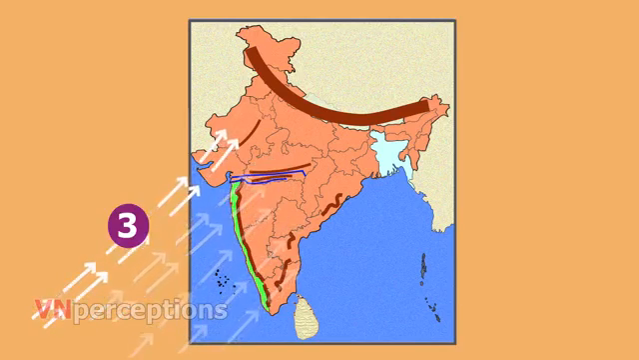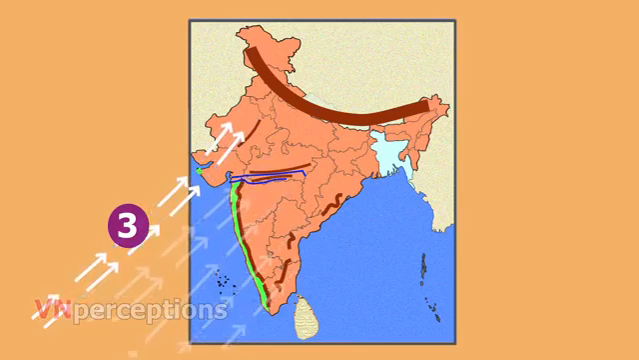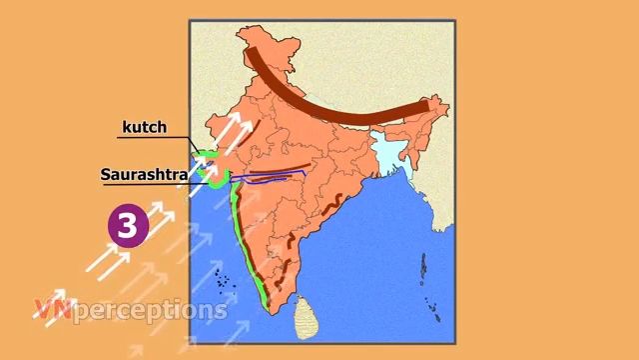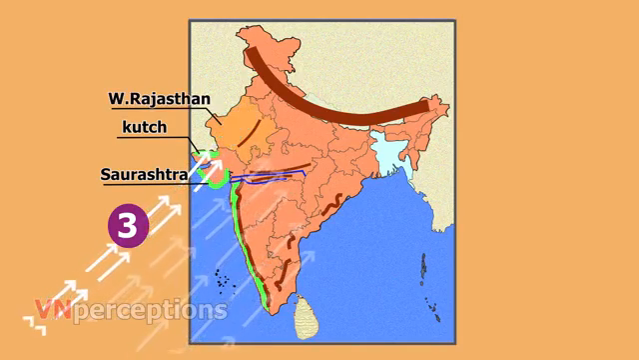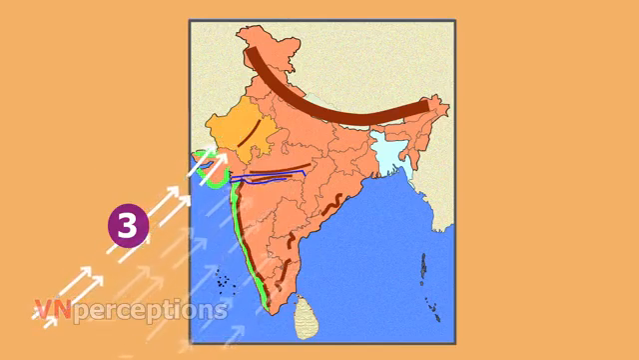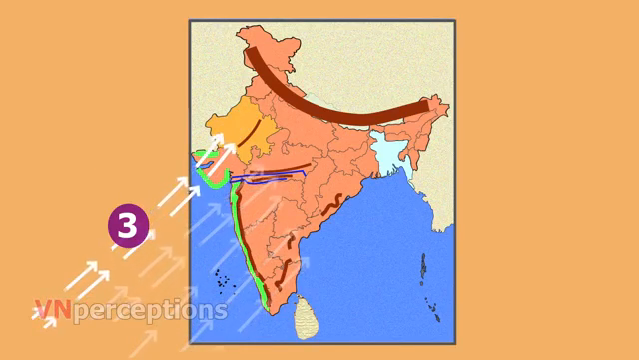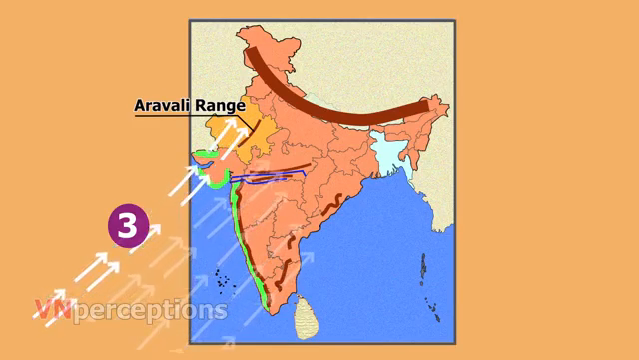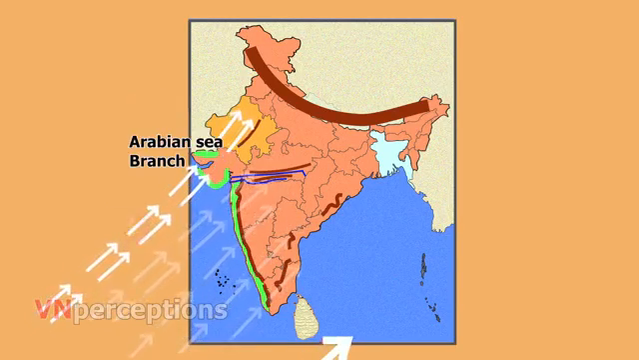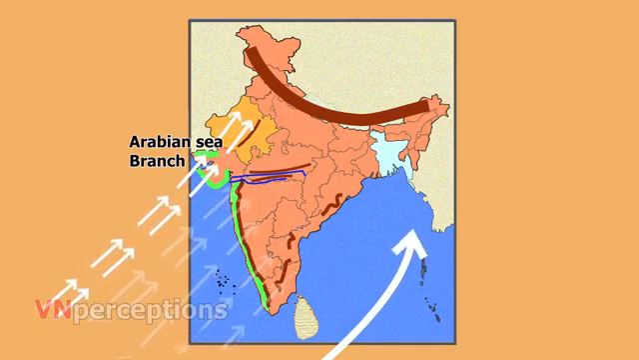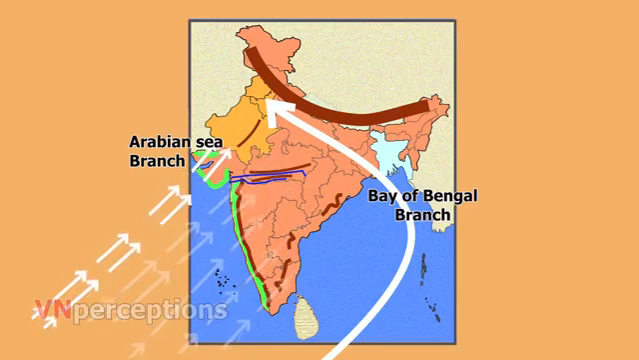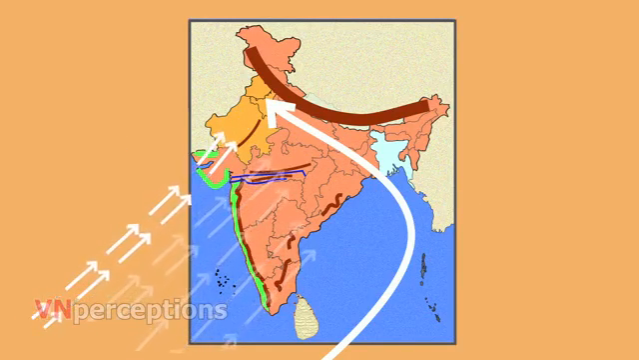The third part of the Arabian Sea branch strikes the coast of Saurashtra and then Kutch. It passes over western Rajasthan and along the Aravalli range. It gives scanty rainfall in these regions because the Aravalli range lies parallel to the southwest monsoon winds. The Arabian Sea branch joins the Bay of Bengal branch in Punjab and Haryana and gives rainfall in the western Himalayas.